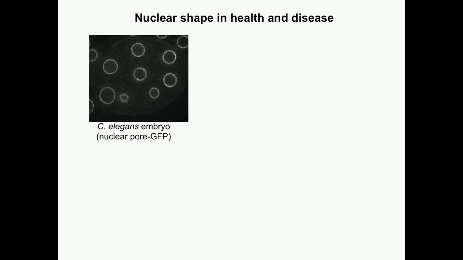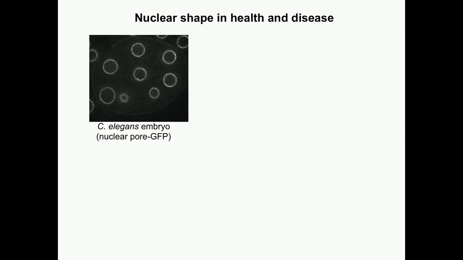So it's long been known that nuclei from any given cell type have a very specific shape. And here I'm showing you some very nice, beautifully round nuclei from a C. elegans embryo. It's also been recognized for a long time that the volume of the nucleus to the cell volume is a ratio that's also very constant. But how the nucleus stays in shape and how this ratio is maintained is not something that we understand very well.